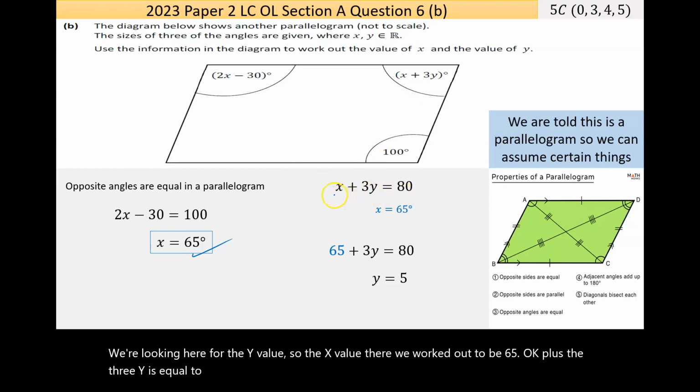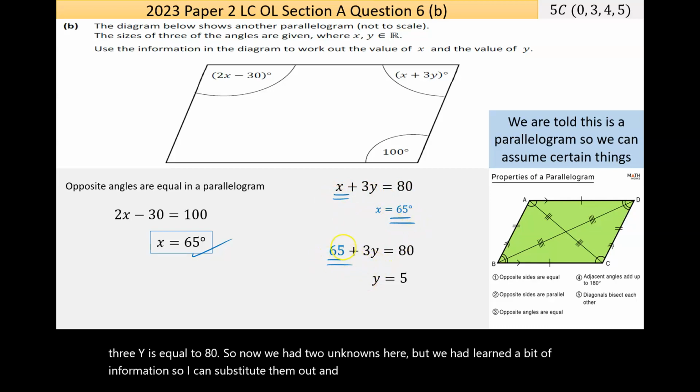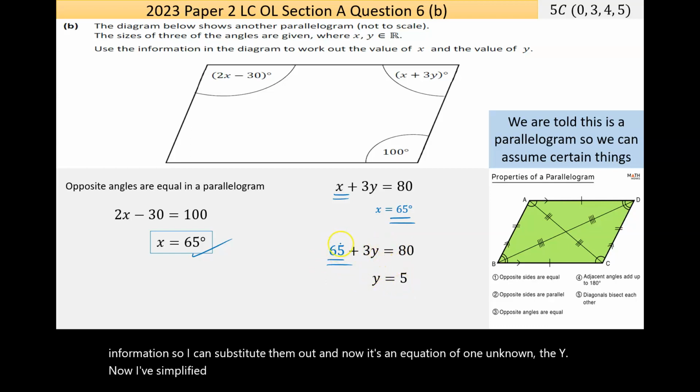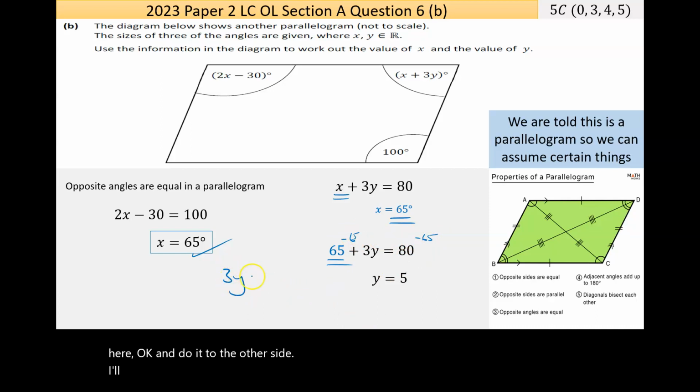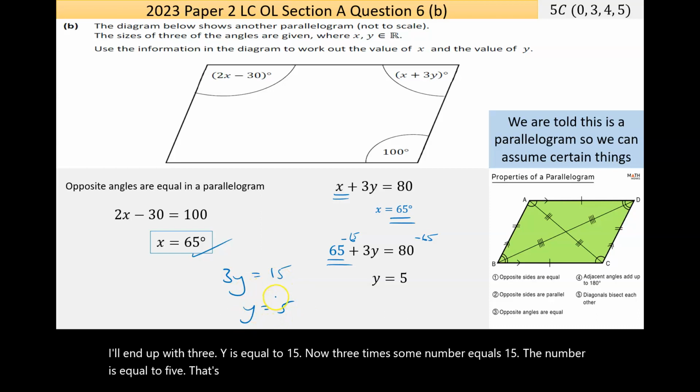So now we had 2 unknowns here, but we had learned a bit of information, so I can substitute them out, and now it's an equation of 1 unknown, the y. Now I've simplified this, I don't know why I didn't do it out. If I take away the 65 here, and do it to the other side, I'll end up with 3y is equal to 15. Now 3 times some number equals 15, the number is equal to 5. That's probably why I didn't do it. And I've calculated x and y.